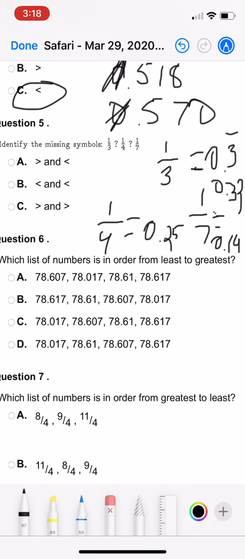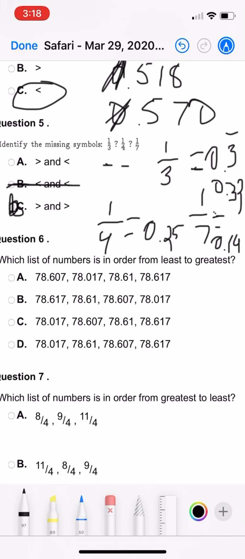So the first comparison is between 1/3 and 1/4. So is 0.33 greater than or less than 1/4? It's greater than. So far, B would be canceled out because it says less than. And the next part is 1/4, or 0.25, greater than or less than 0.14. So 25 is greater than 14. And so we're going to select C. Okay. All right. Now, here we go.